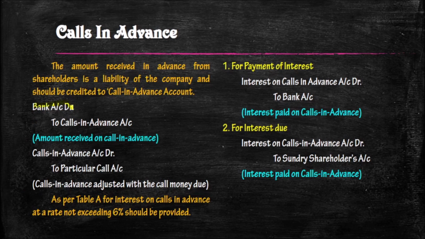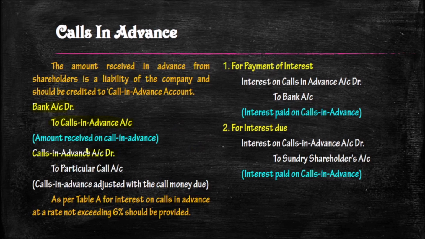First entry will be bank account debtor to calls in advance. So you know very well, there is a particular date for making payment for allotment or call money, maybe first call or second call. So whatever may be received in advance, they will adjust at the time of that due date. So that entry will be opposite.